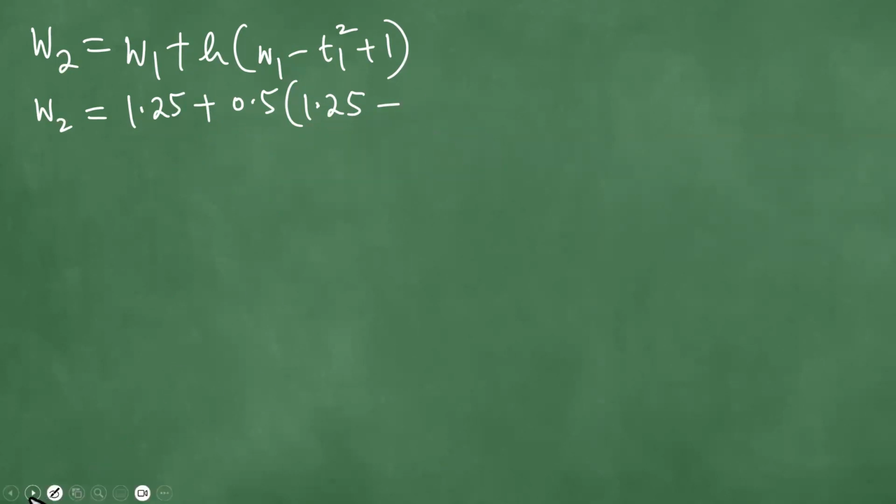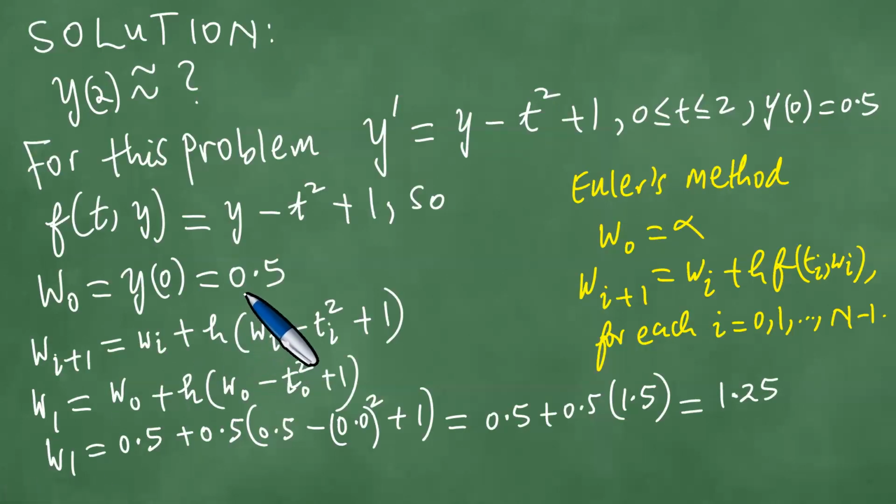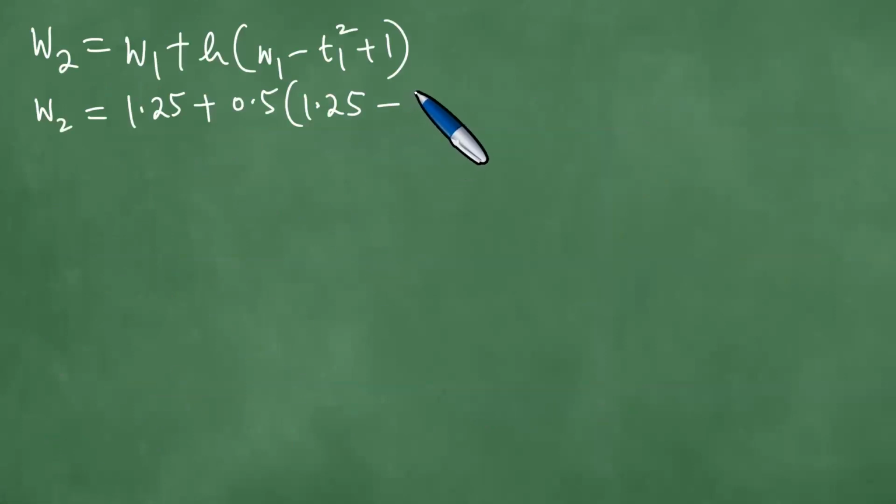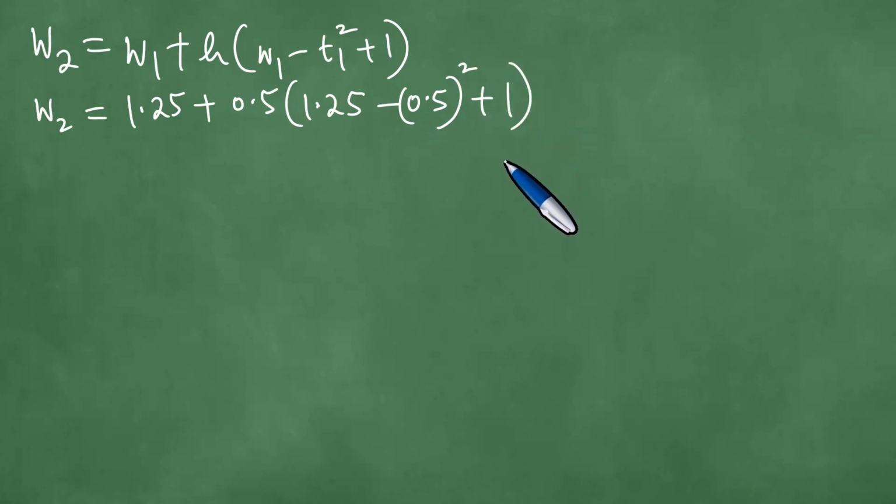What is the T1? Because we started at 0, and we're moving in steps of h, we're going to draw a table. If we start at T0, which is 0, and then we add h, which is 0.5, then T1 is going to be 0.5. So T1 is 0.5, and then you square this one and add 1, like so. This is what we are able to get. And so now let's just simplify W2.